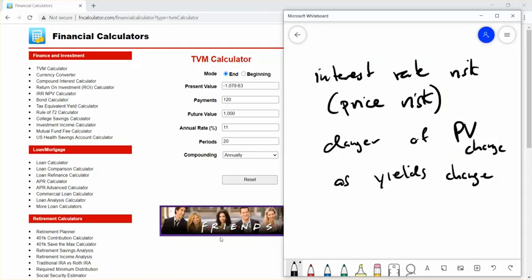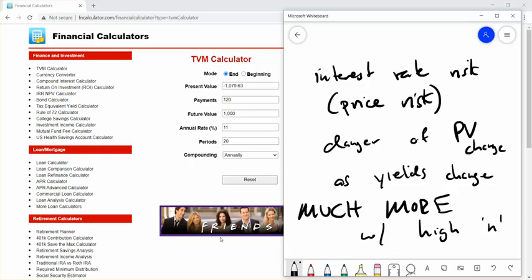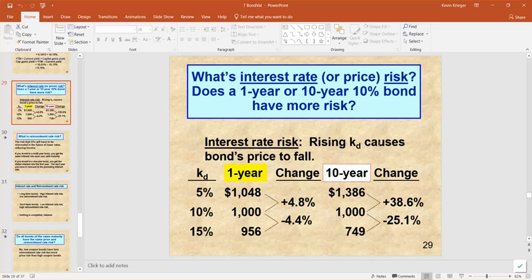Interest rate risk is the danger of your present value changing as yields change, and it's much more with a high N, with a long time to go. Mathematically that's because a bigger part of the value of the bond is the coupons when you have a long time to go, as we've discussed before. And those coupons relative to the yield drive valuation a lot. A 10-year bond has much more interest rate risk than a 1-year bond.